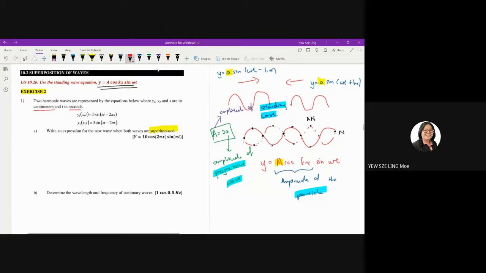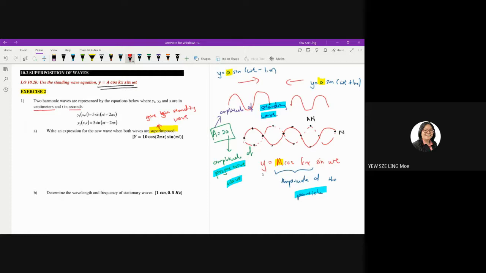Superimposed means they are overlapping with each other. So when these two waves are overlapping with each other, you are going to obtain a standing wave. Another name for a standing wave is a stationary wave, which means a wave that seems like it is not moving.